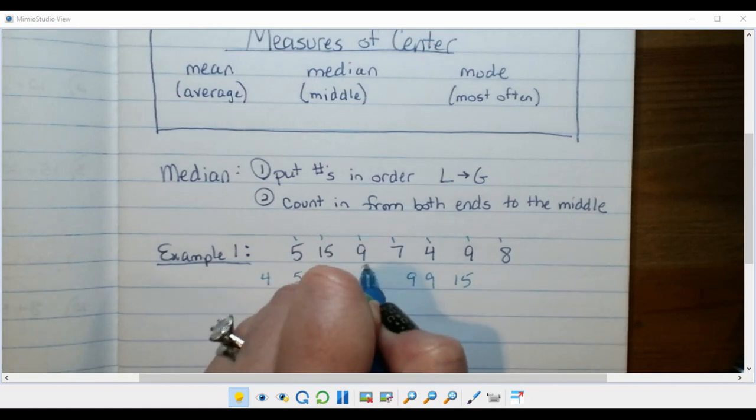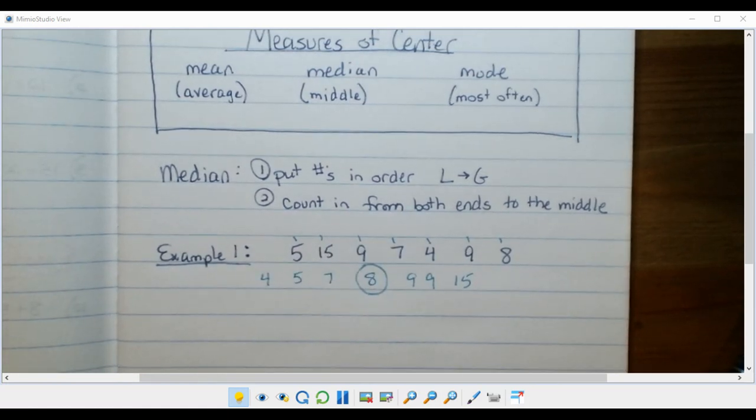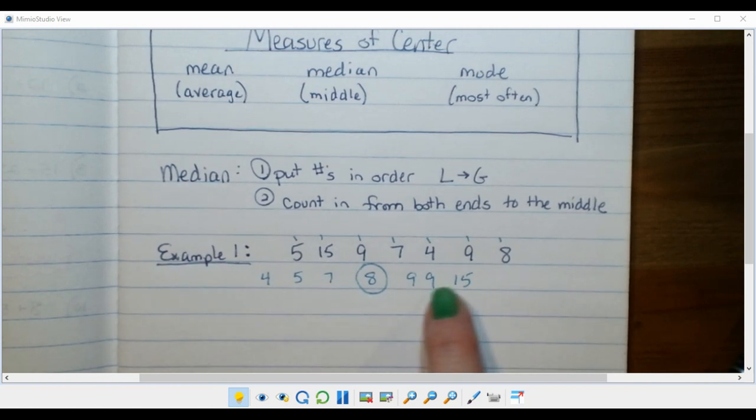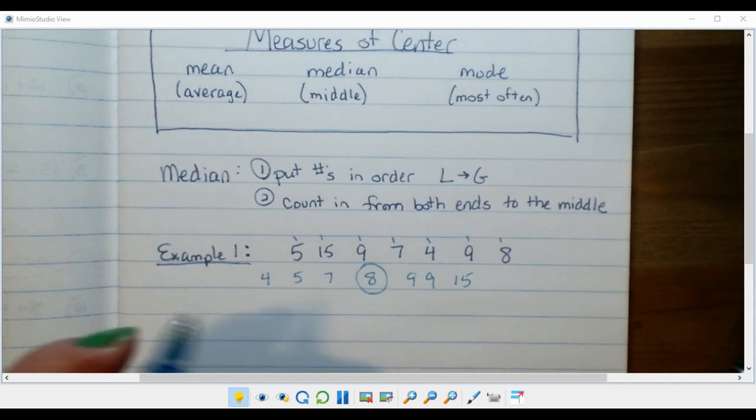So my median is 8. And I have the same number of values on either side. So there's 3 that are below it and 3 that are above it. It has cut my data exactly in half. The median here equals 8.